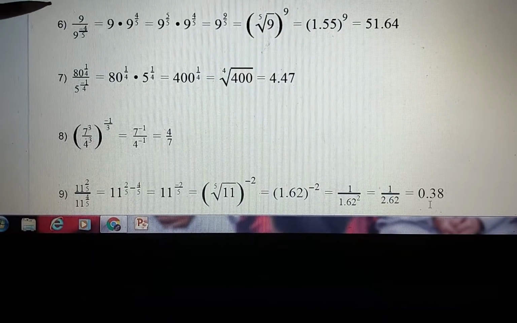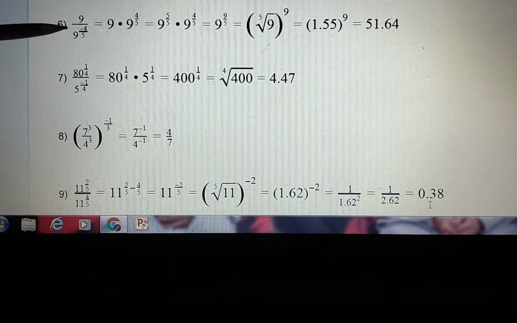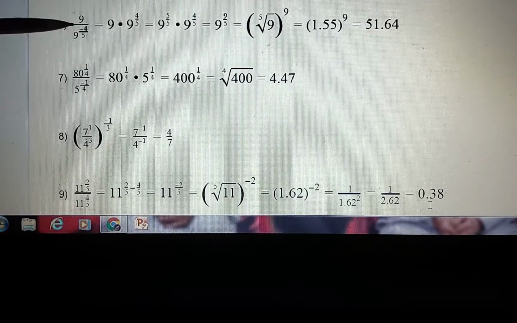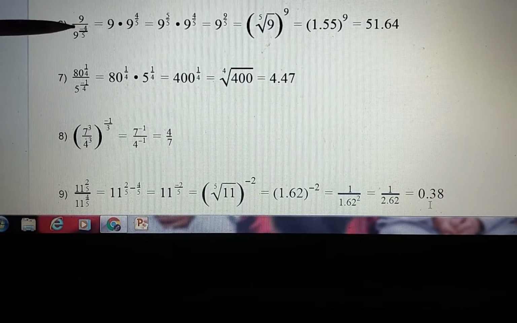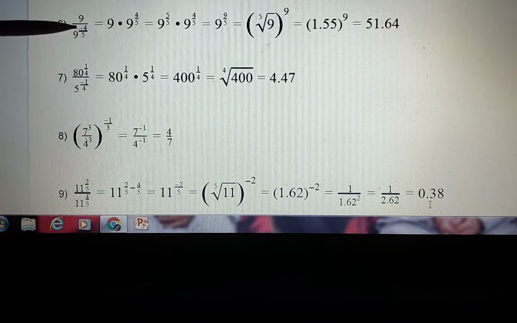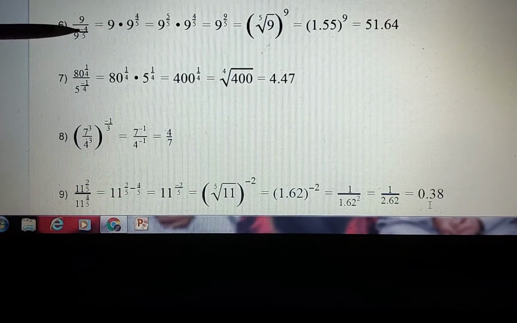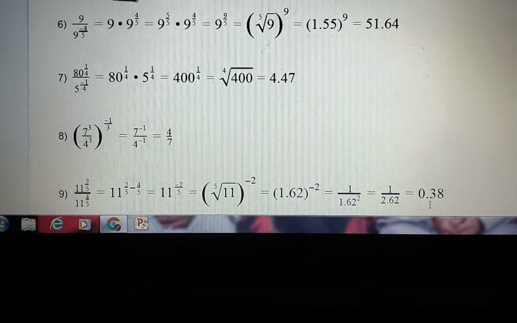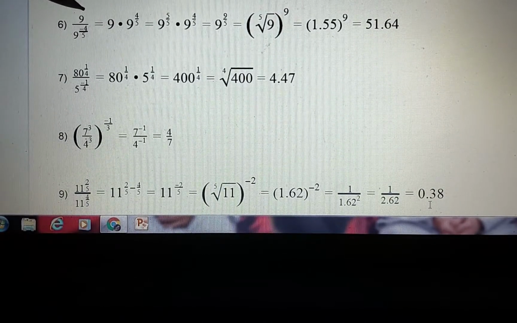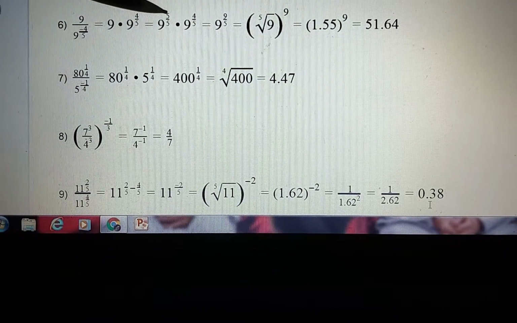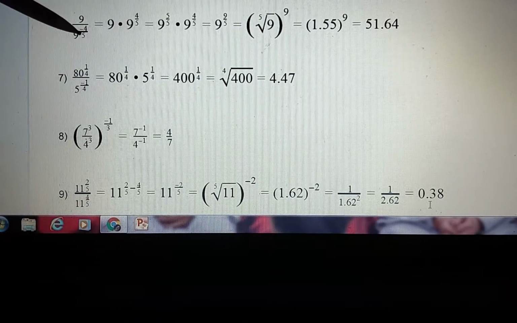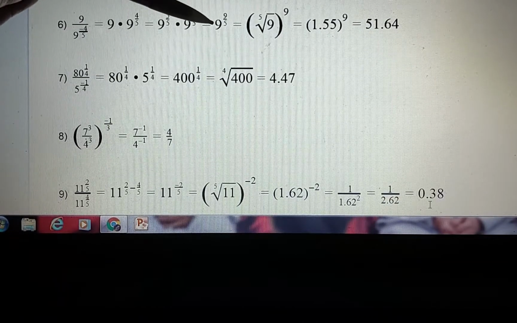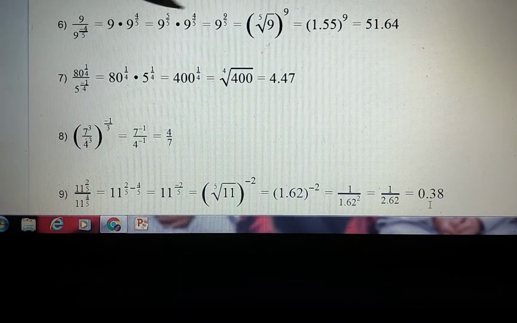Okay, number 6. We see that we have 9 over 9 to the negative 4/5. So I got the same base being divided. That means keep the base and subtract the exponents. Now, subtracting a negative gets hairy. That's the same as adding. Okay? So what you're going to end up doing is taking 9 to the first power, which is 5 over 5, minus negative 4/5 is plus 4/5. So you get 9 to the 9/5.